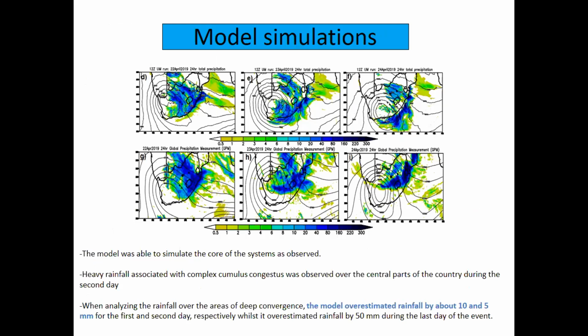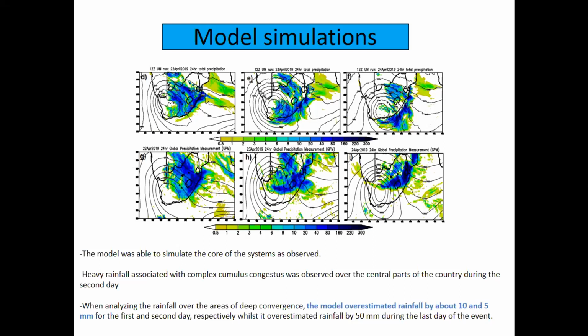And what are the models telling us? What did the UM model, which was used in this paper, tell us? The model was able to simulate the core of the system as observed. And the heavy rainfall associated with this weather system, and complex cumulus congestus, was also observed over the central part of the country during the second day.